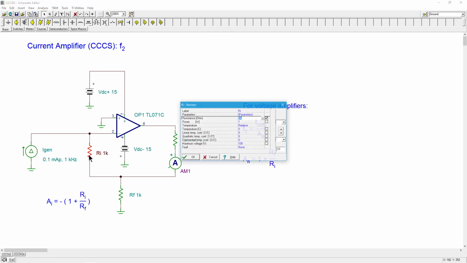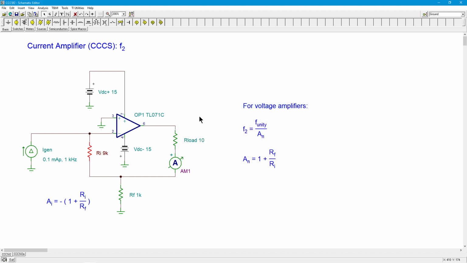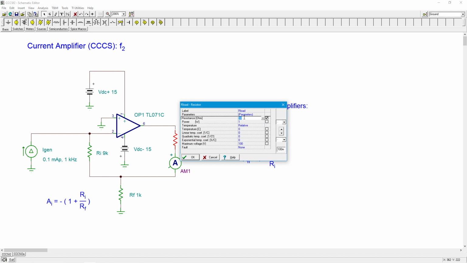It looks like the value of Ri is not making any difference here. So I'm going to go back to this original value of 9K. We have two different gains now, and we get the same exact value. All right, so what's next? Well, the one thing I did not change over here was our load. So let's try and change our load. Maybe that would have an impact on the frequency response.